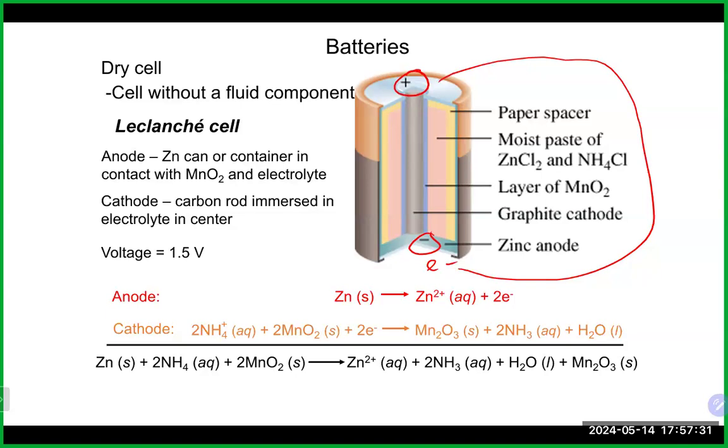They come in different sizes, right? They have AA, AAA, C, D, all those types of sizes. They all give the same voltage, just bigger ones have the ability to last a little bit longer, right? Keep this sort of reaction going.